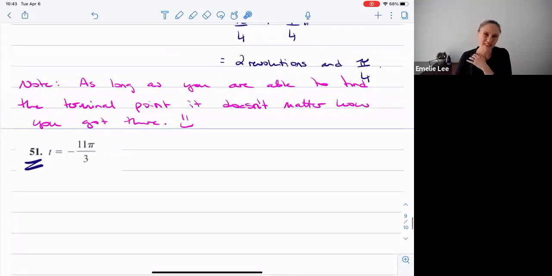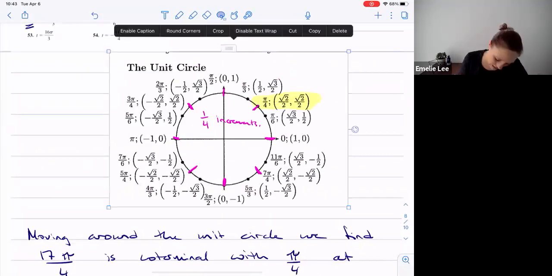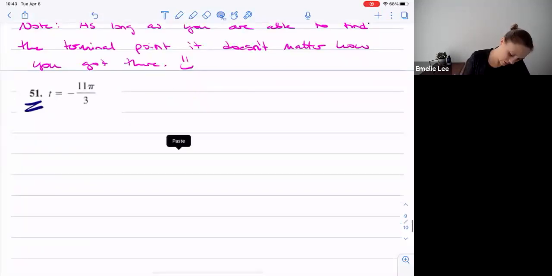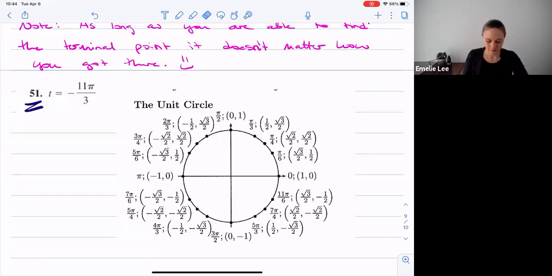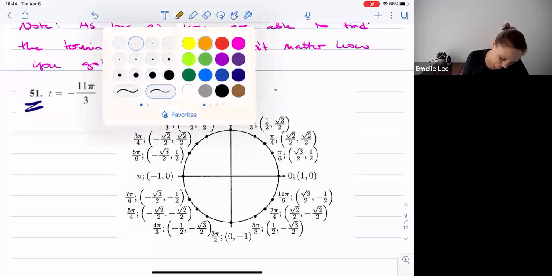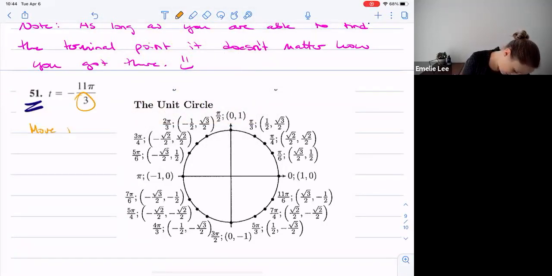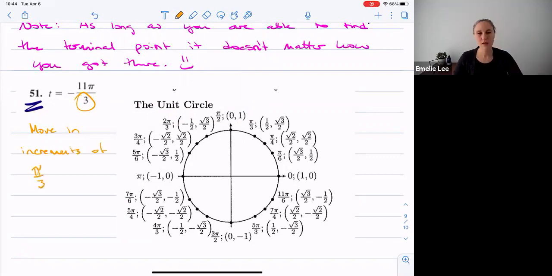But because I think the unit circle that we have is the easiest to look at, how about we use that? And then however you get there, just be proud you got there. Because it's over 3, I'm moving in increments of pi over 3. Pi over 3 are here, right? Pi over 3, 2 pi over 3, 3 pi over 3, 4 pi over 3, 5 pi over 3, 6 pi over 3.